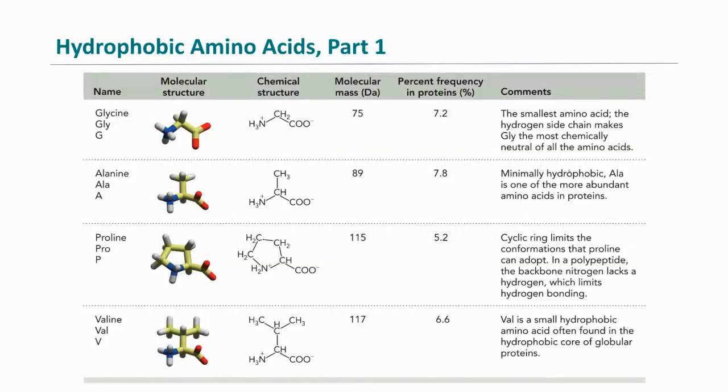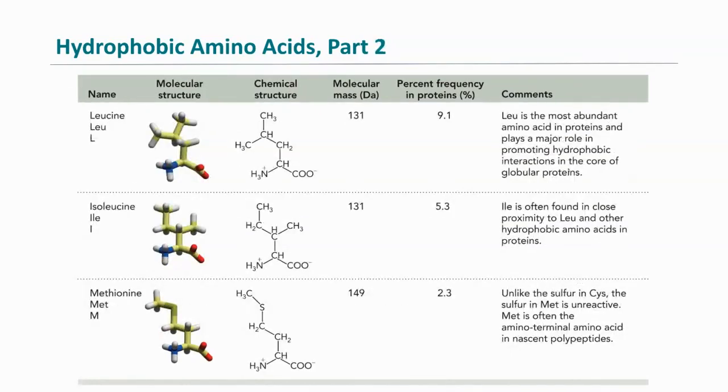And then six amino acids are hydrophobic: alanine, proline, valine, leucine, isoleucine, and methionine. They have the hydrophobic property. And leucine is the most abundant amino acid in proteins and plays a major role in promoting the hydrophobic interaction in globular proteins. That's the leucine.